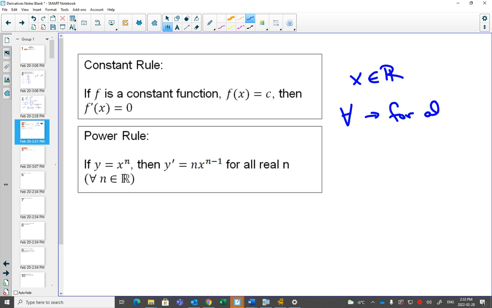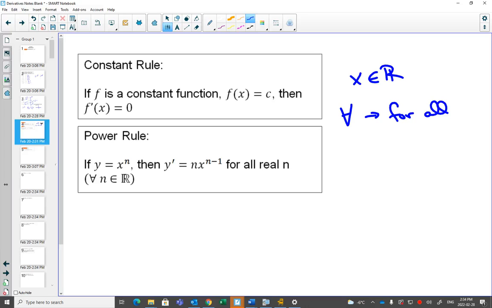This is the symbol for all, because it would take forever to write those 6 letters in for all. So instead of having to write for all real n, I can write this, for all n belonging to the real numbers.